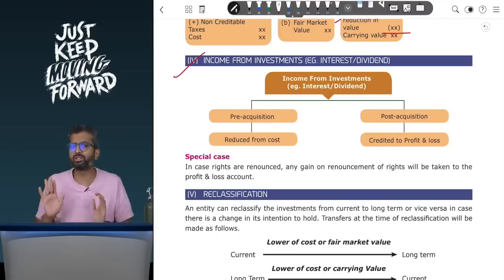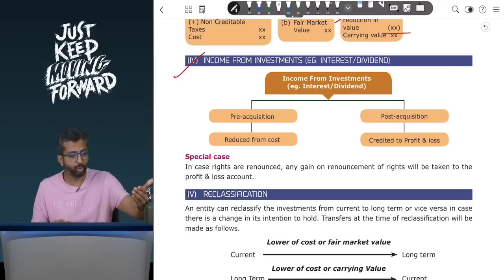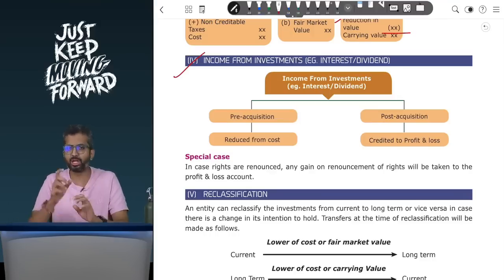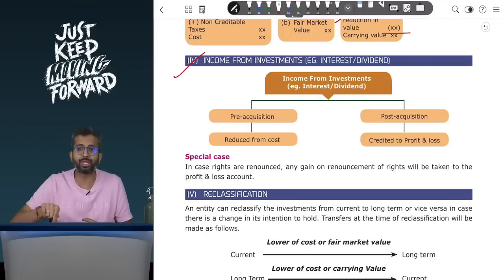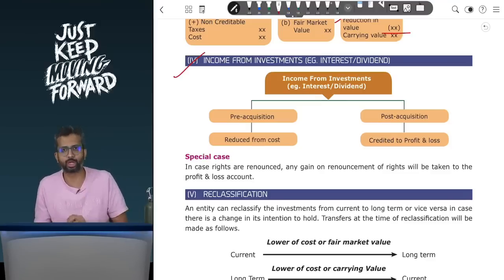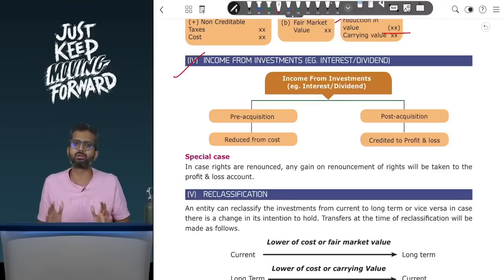The challenge in this particular case is pre-acquisition dividend. Like if you were to acquire the share on a cum dividend basis, that is you were to pay, let us say, 120 rupees, 100 for the share, ex-dividend, plus 20 for the dividend, and a few months later you get a dividend of 20 rupees. So typically we say dividend income should go to the P&L account. However, this is pre-acquisition dividend and hence you will reduce it from the cost. So 120 minus 20, and hence net 100 will be the cost.